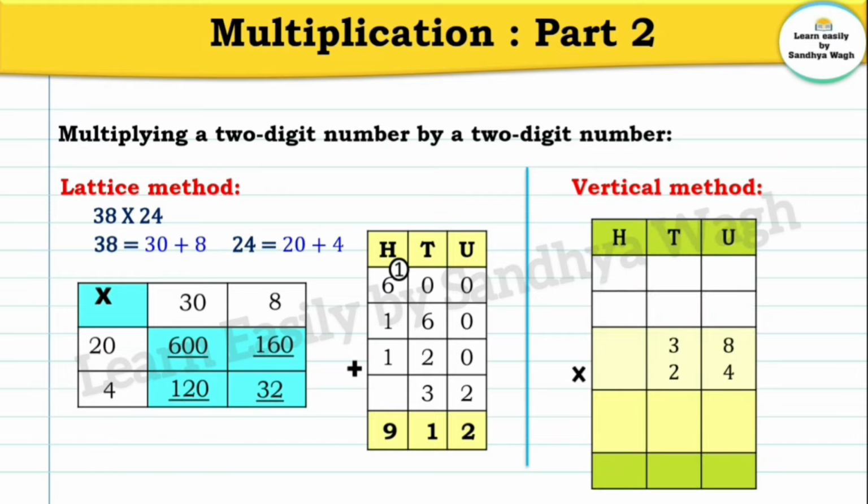38 multiplied by 24. Now here we have to multiply 8 by 4 first. So 4 8s are 32. So we will write 2 over here and 3 will go as a carry over in the tens place because 32 has 3 tens and 2 units.